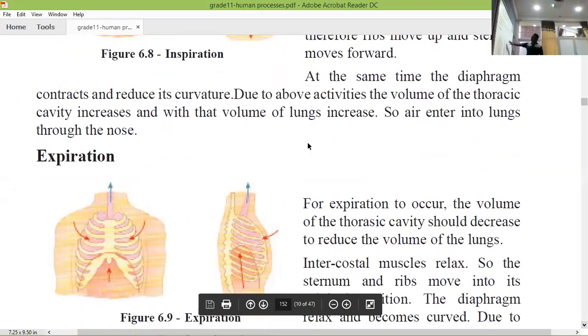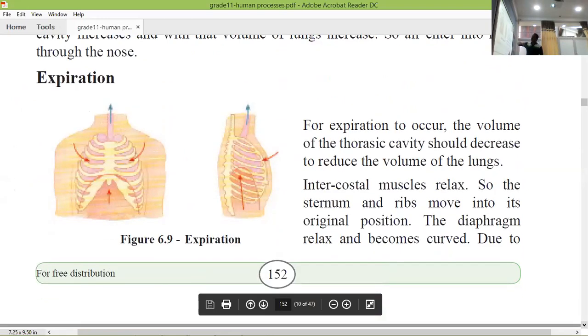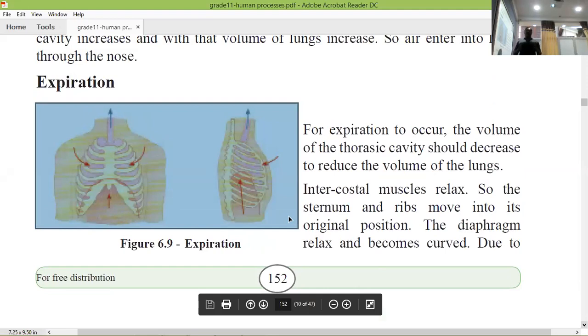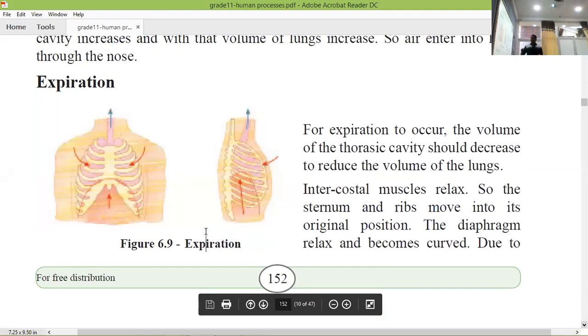During expiration, the contracted intercostal muscles and the diaphragm muscles are relaxed. The muscles are not contracted forever. Contract and relax, contract and relaxation. That is the nature of the muscles. Relaxation of muscle is a dormant process. No energy is wasted. Therefore, expiration is an inactive process. Inspiration is an active process.